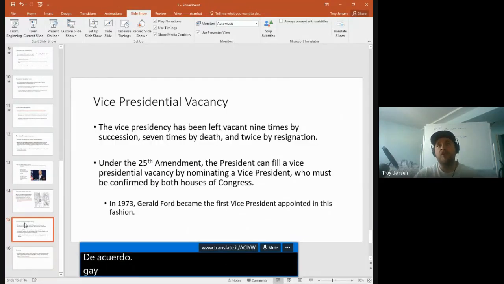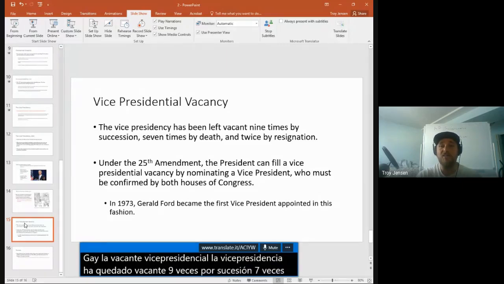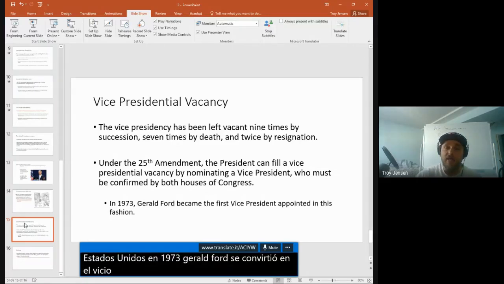Okay, the vice presidential vacancy. The vice presidency has been left vacant 9 times by succession, 7 times by death, and twice by resignation. Under the 25th Amendment, the president can fill a vice president vacancy by nominating a vice president who must be confirmed by both houses of Congress. There must be a confirmation hearing saying, hey, we agree with this person to be your vice president of the United States. In 1973, Gerald Ford became the first vice president appointed in this fashion.